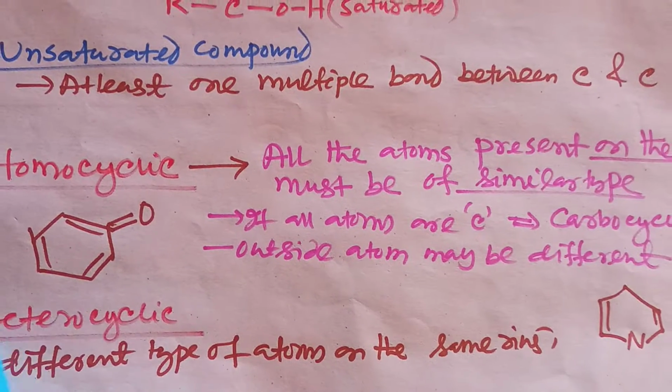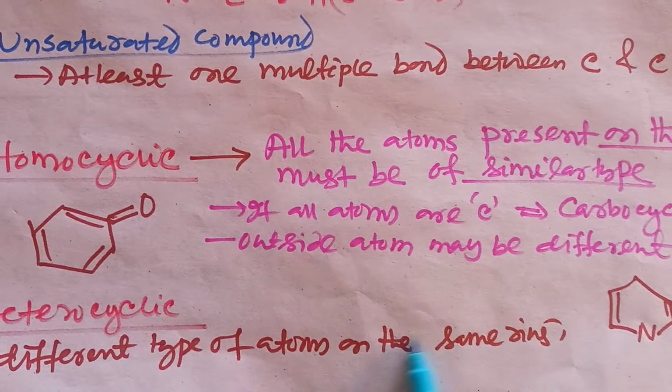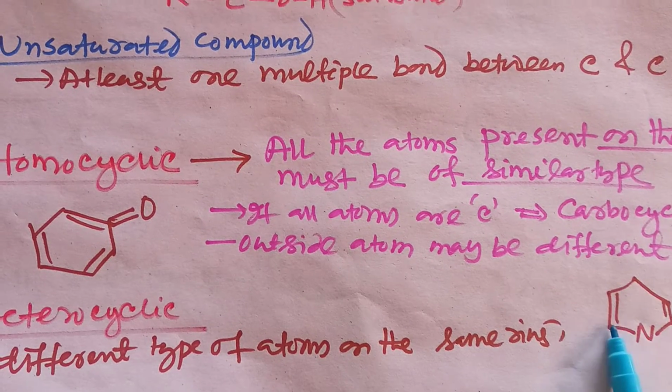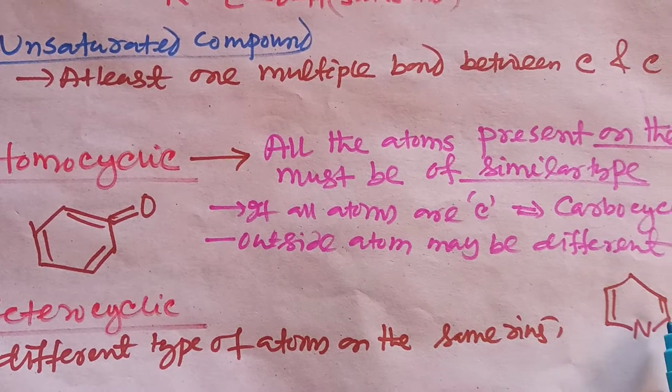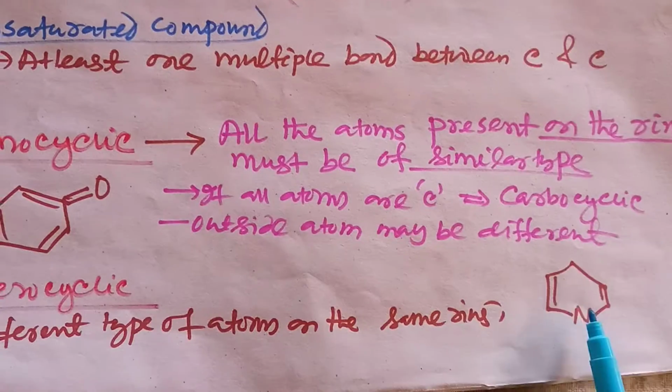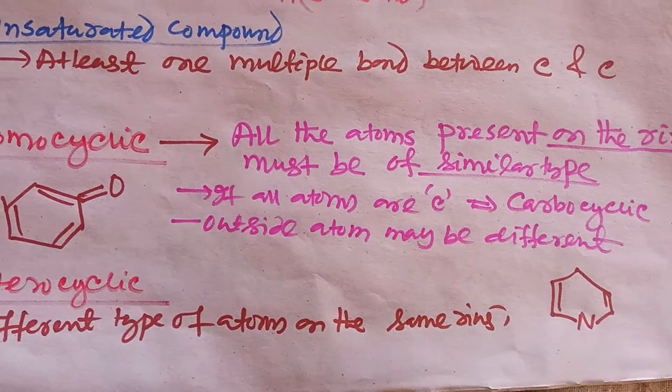So what do we mean by heterocyclic? Different types of atoms on the same ring. This is carbon and this is nitrogen, and these all are carbon. So this is a different atom, so this will be a heterocyclic compound.